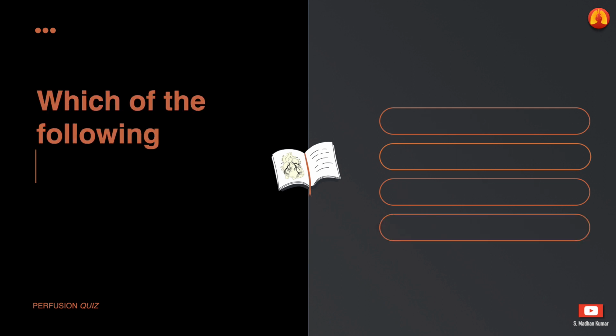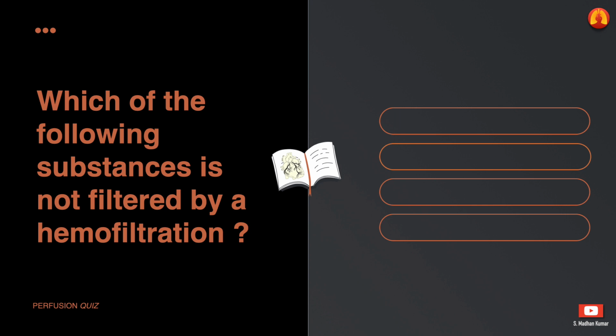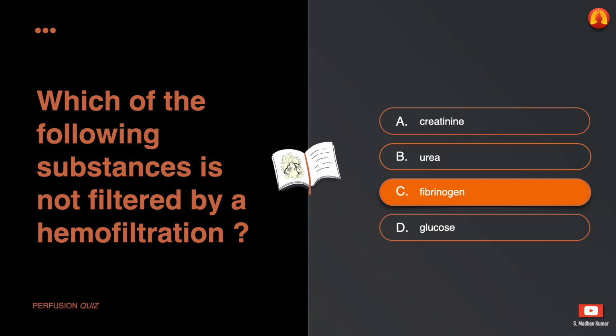Which of the following substances is not filtered by a hemofiltration? A. Creatinine. B. Urea. C. Fibrinogen. D. Glucose. The correct answer is, fibrinogen.